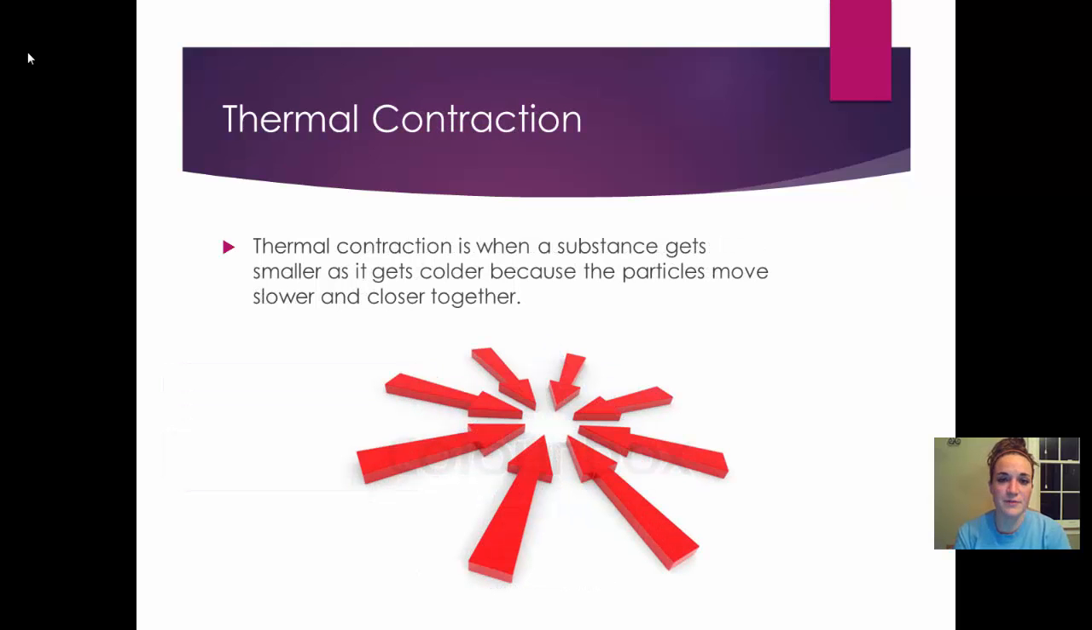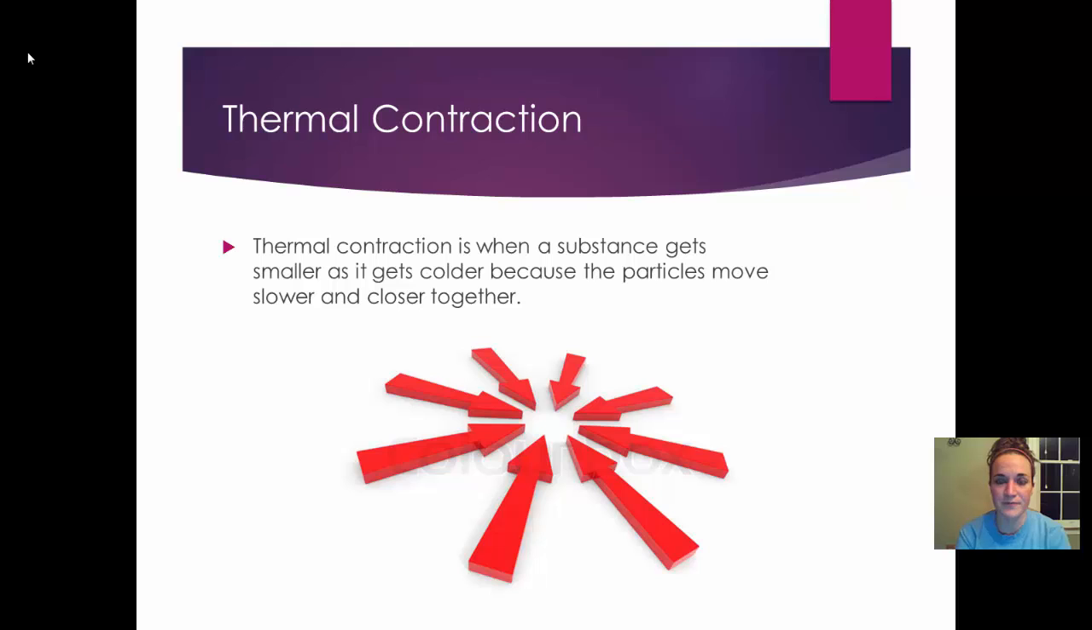The next one would be thermal contraction. So that's just the opposite of thermal expansion. So thermal contraction is when a substance gets smaller as it gets colder because the particles move slower and get closer together. So in a way, it's kind of like they're getting colder, so they're getting closer together to huddle to keep warm. You can think of it that way. Another example of this would be, again, that ring. Right now it's getting colder and colder outside, so my wedding ring's starting to slip off. It's a little bit too easy to take off.